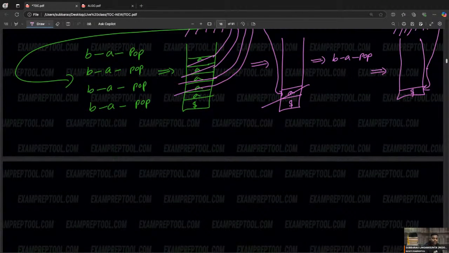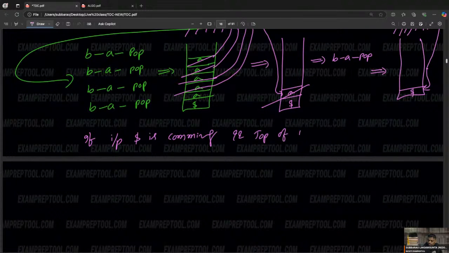So let me write now. If input dollar is coming, and top of the stack also dollar, that means for every B, A is cancelled.